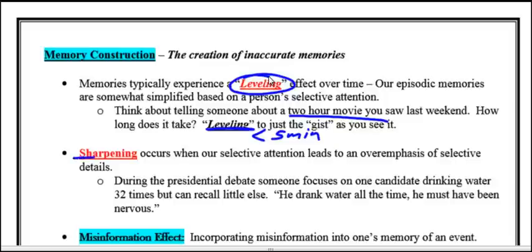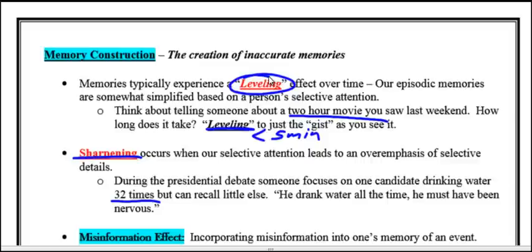Sharpening is kind of the opposite effect. It occurs when our selective attention leads to an overemphasis of specific selected details. For example, during a presidential debate, someone focuses on one candidate drinking water and counts about 32 times, and that's all they can recall about the debate. Not that somebody won or lost it, but how somebody drank a lot of water. So leveling and sharpening, you want to remember those terms.